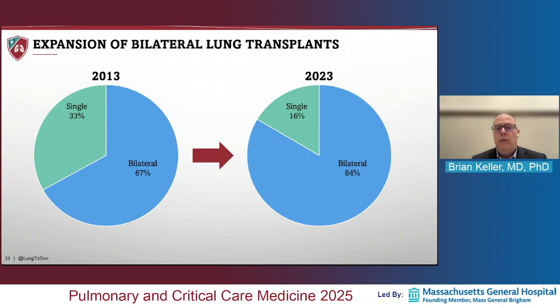Those are typically reserved for patients with significant comorbidities or frailty. For example, previous surgery on one side of their chest, for example, a coronary artery bypass where a cardiac graft may be at risk for damage during a surgery if we were to transplant the left side. And so those patients may be offered a single right lung transplantation.